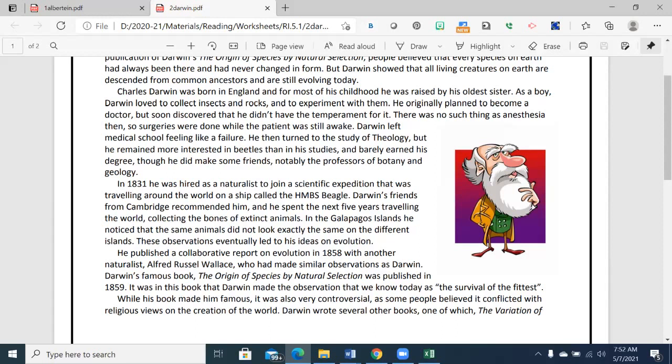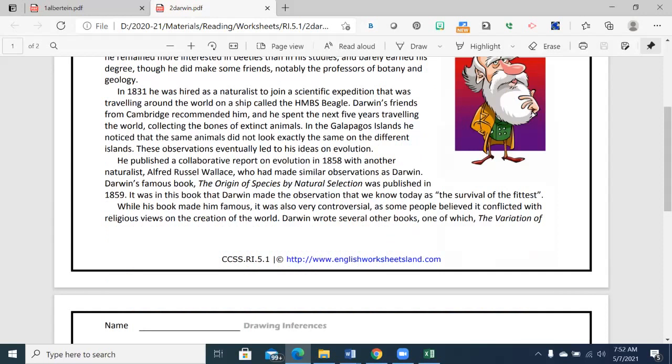Darwin's friends from Cambridge recommended him, and he spent the next 5 years traveling the world, collecting the bones of extinct animals. In the Galapagos Islands, he noticed that the same animals did not look exactly the same on the different islands. These observations eventually led to his ideas on evolution. He published a collaborative report on evolution in 1858 with another naturalist, Alfred Russel Wallace, who had made similar observations as Darwin. Darwin's famous book, The Origin of Species by Natural Selection, was published in 1859.